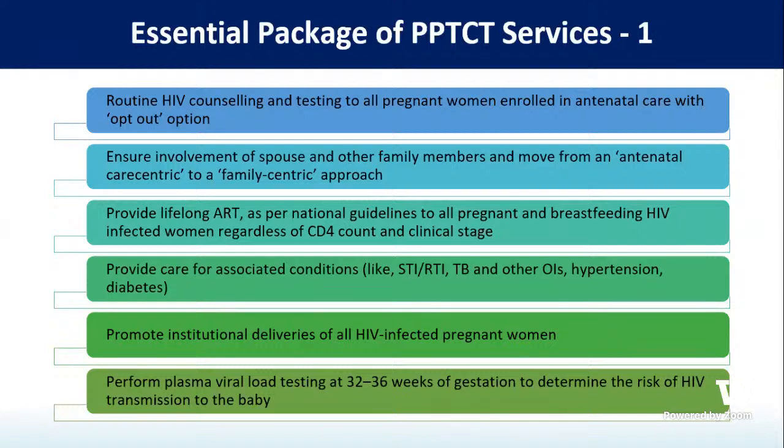And recently, we also have included plasma viral load testing at 32 to 36 weeks of gestation for all HIV infected women who are put on ART, irrespective of their duration of ART, to determine the risk of HIV transmission to the baby. The viral load report, whether the woman is suppressed or not, would also determine the infant prophylaxis, the duration, as well as the medicine.